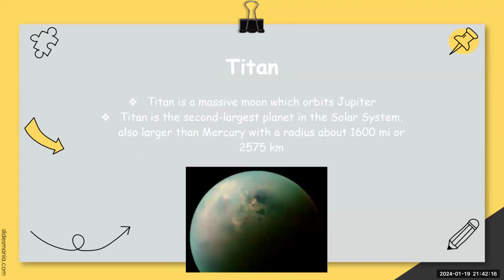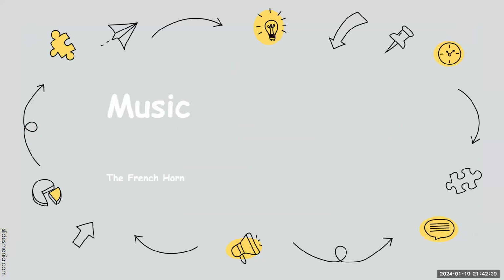Then we've got Titan. It's also a massive moon, which orbits Saturn, the second largest planet in the solar system. It's also larger than Mercury, with a radius of about 1,600 miles or 2,575 kilometers. Yeah, that's about it.